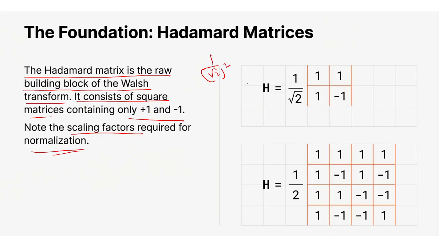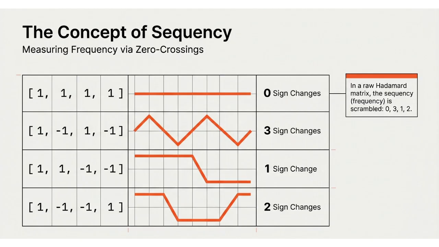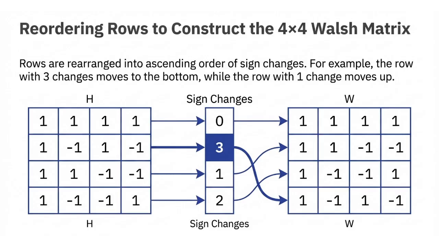Note the scaling factors are required for normalization in the Walsh transform also. The rule what I said, 1 by under root of 2 whole square, not 2, it is basically n, is also true in the case of the Walsh transform. So what is happening? I will start with this 4 by 4 Walsh matrix also only.